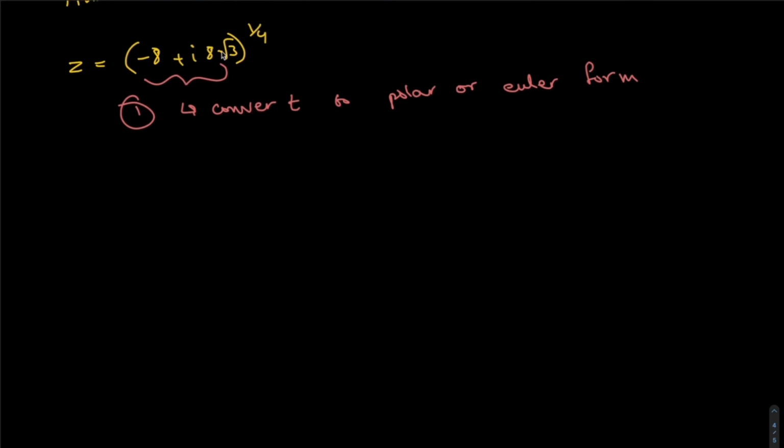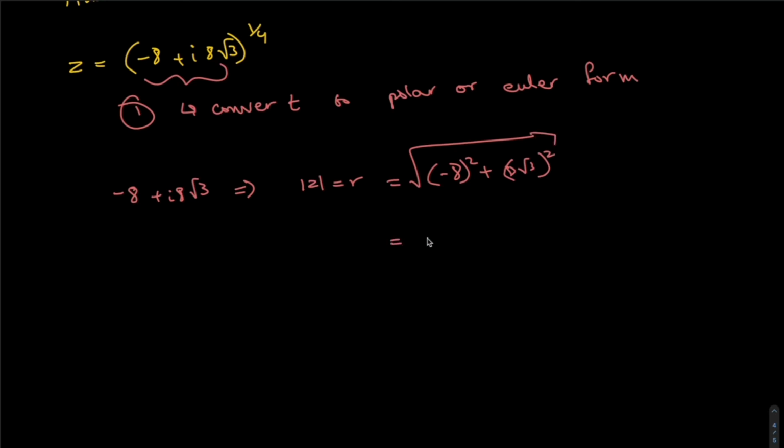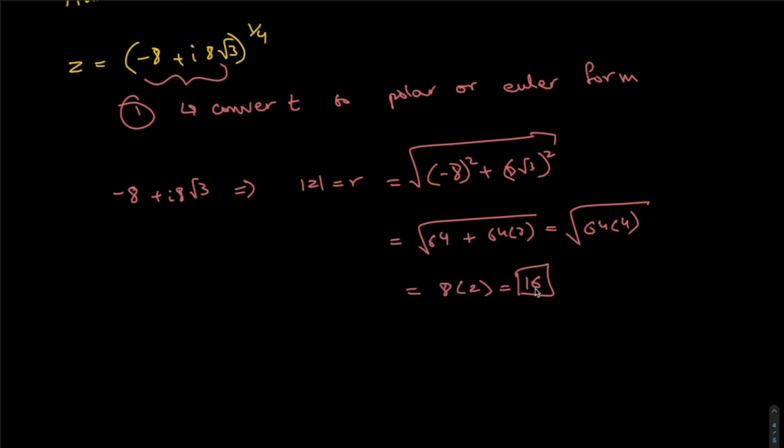So let's go ahead and do that. We have minus 8 plus 8 root 3 i, so we have to find the modulus. The modulus of z is basically the r. So it is square root of minus 8 whole squared plus 8 root 3 whole squared. So it's basically 64 plus 64 times 3. So I can write this as 64 times 4, and I'll have 8 times 2, which is 16. That is my modulus.